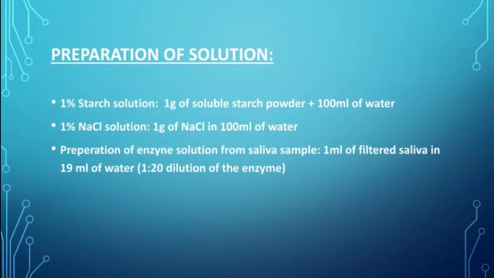Next thing is the most important thing, that is the preparation of the enzyme solution. For that we have to collect the saliva. We have to take 1 ml of filtered saliva in 19 ml of water, means a 1:20 dilution of the enzyme. So by this process we will get the enzyme solution, means the salivary amylase enzyme solution.